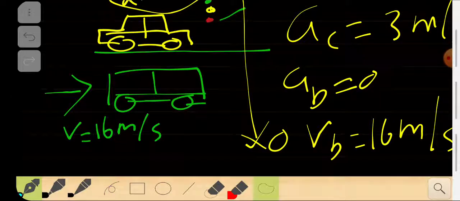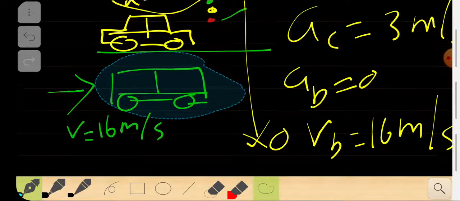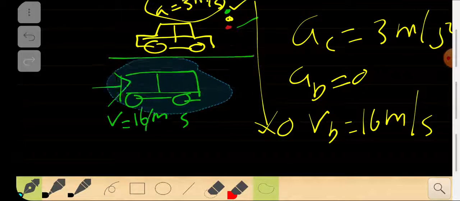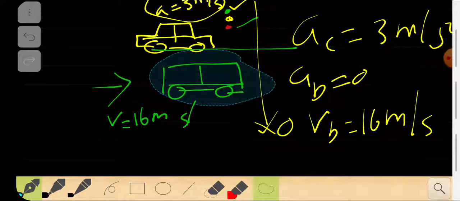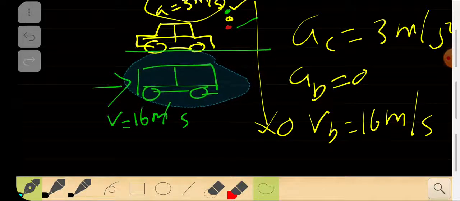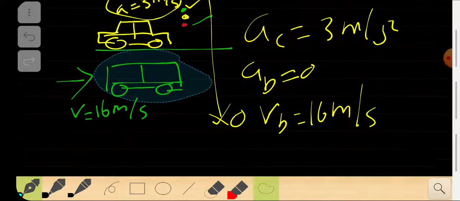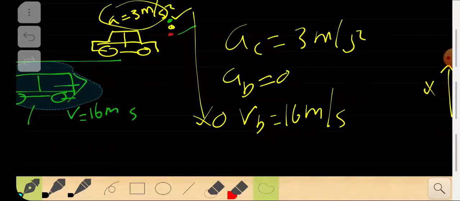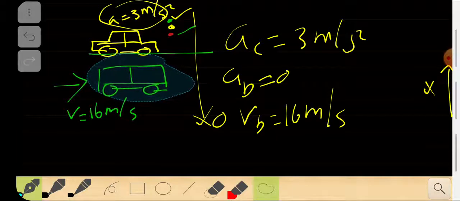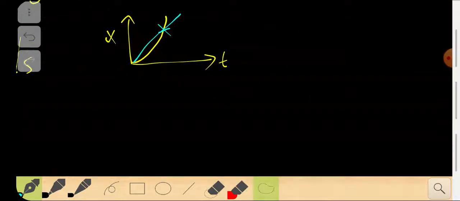You can imagine the initial stage of this. The car was sitting at rest and the bus was moving from this direction, and when it reached here the signal turned and both of them started moving in this direction. At some point the car is going to overtake the bus, right? We need to find that point, and the time that will be taken for that overtaking.